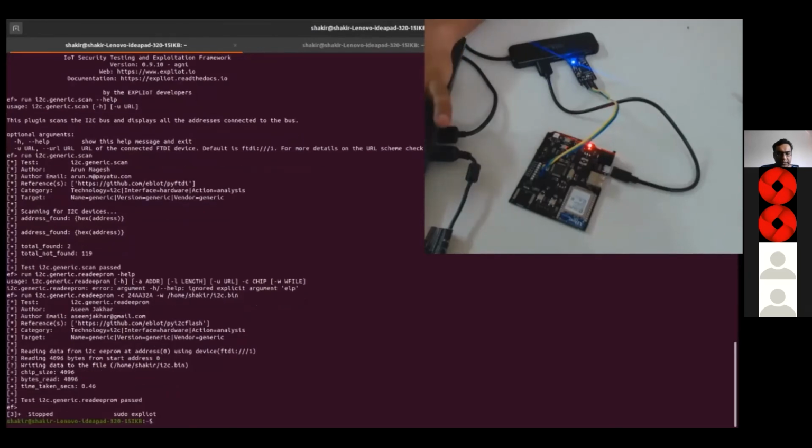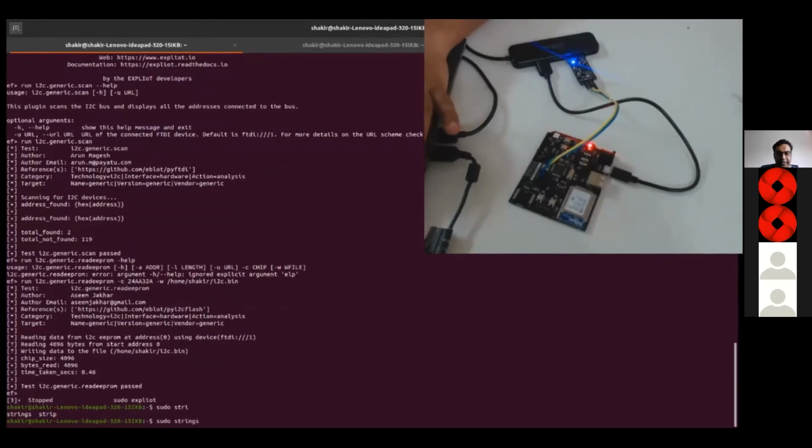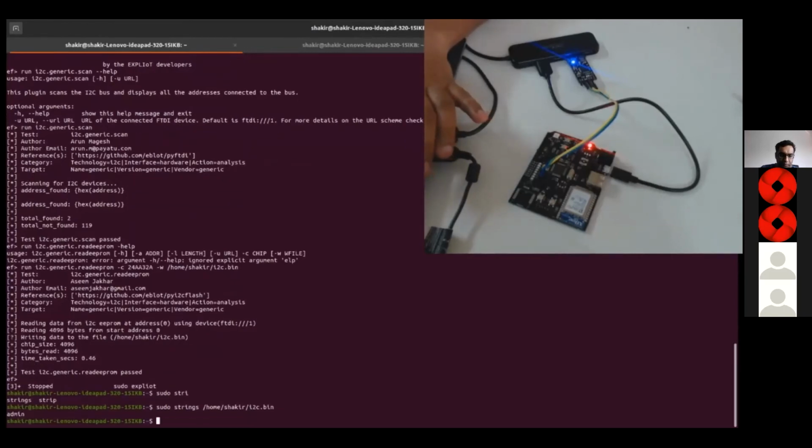So now he has come out of the EXPLIoT, and let's go to the directory where he has saved it. Right? And with the strings utility, you can simply read this particular binary. As you can see, there was something written as admin. You can see this is a password.